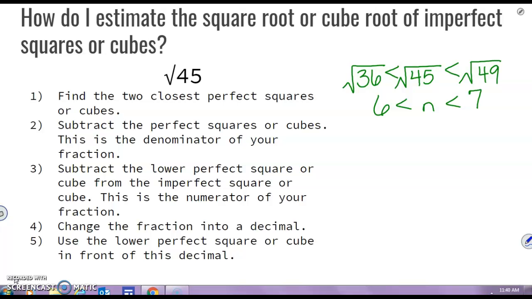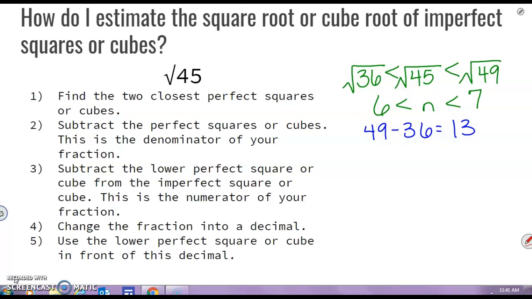Next, we subtract the perfect squares or cubes. So we're going to subtract 49 minus 36. This is going to give us the denominator of our fraction. When we subtract 49 minus 36, we get 13. That 13 is going to be the denominator of our fraction, which is going to give us the decimal portion of our imperfect square.